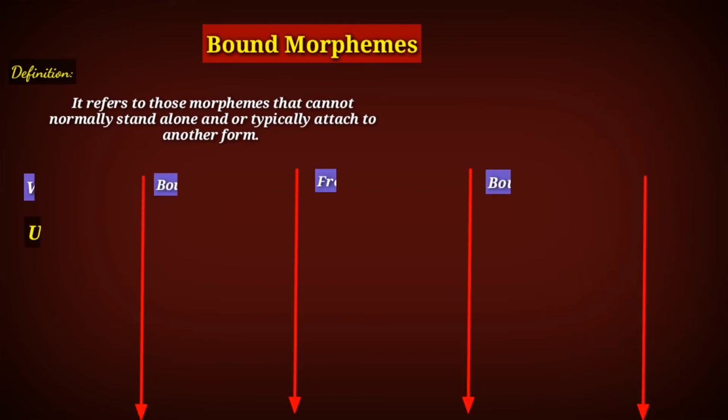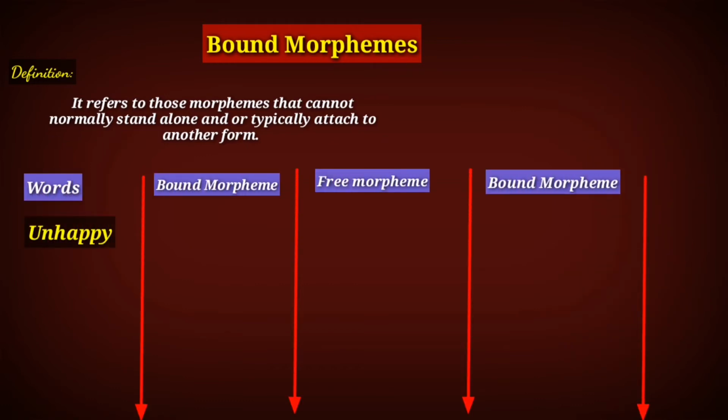For example, just look at the word unhappy. This word consists of two morphemes. The first one is un, which is a bound morpheme, because if you use it in isolation, it cannot stand alone by itself. The second one is happy, and it is a free morpheme, because it can stand alone as a word. The other point is that the bound morpheme is attached to it.